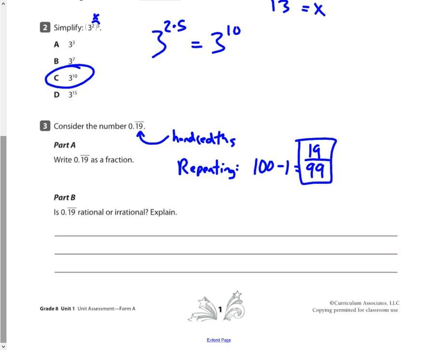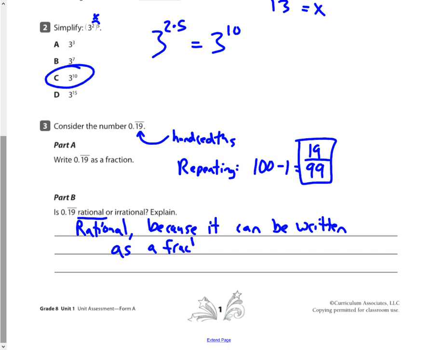Now, part B says, is 0.19 repeating rational or irrational? Now that we wrote that as a fraction, my hope is that is really easy to answer. Remember, rational is fractional, so it is rational. And the reason you can say is because it can be written as a fraction. Remember, anything you can write as a fraction is going to be rational. And those things include terminating decimals, repeating decimals, fractions, any integers, whole numbers, or natural numbers as well.